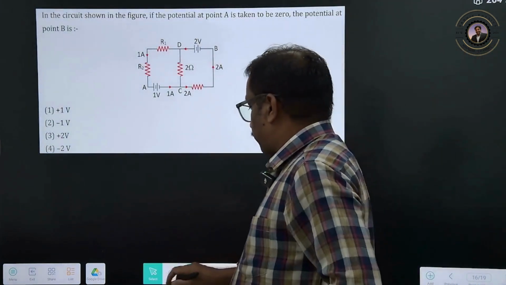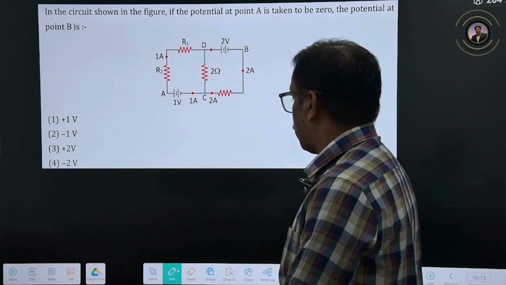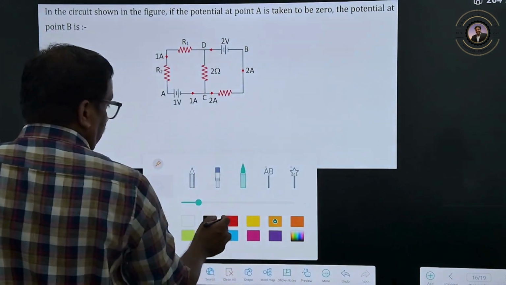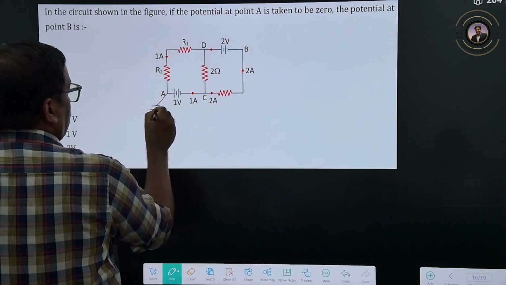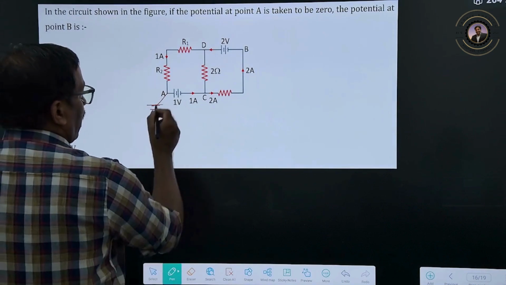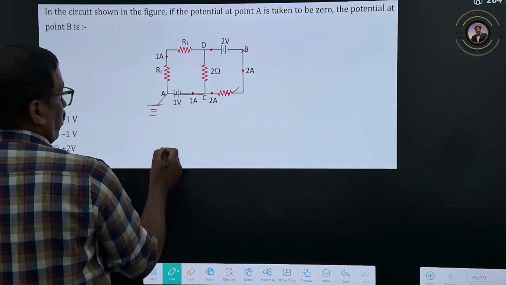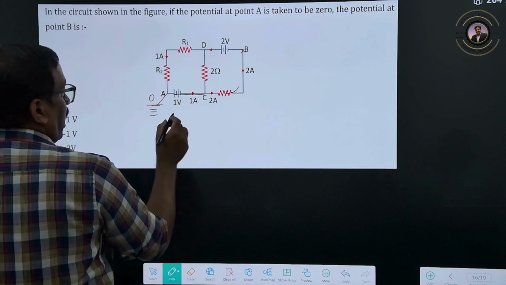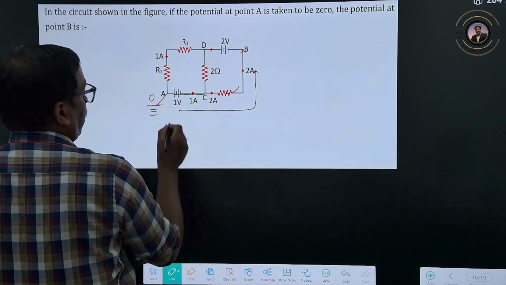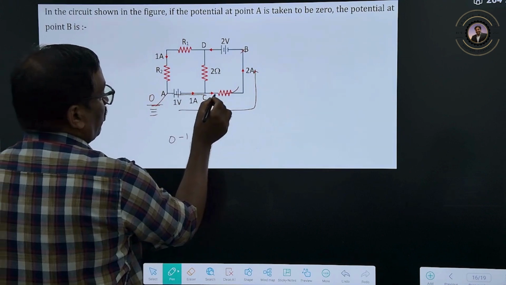Now let us see here. In a circuit, if the potential at point A is taken to be 0, then the potential at point B, here in this part, I can go from here to here. So I can apply: potential at A is 0. I can travel along this direction. Currents are there directly, no need to think. So this is 0, and here I am going from higher to lower, lower means minus 1.